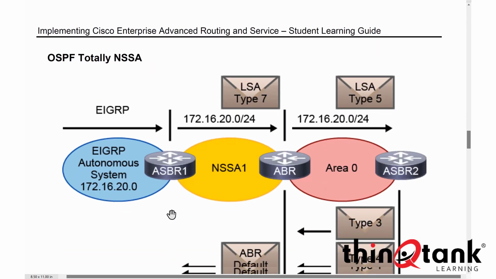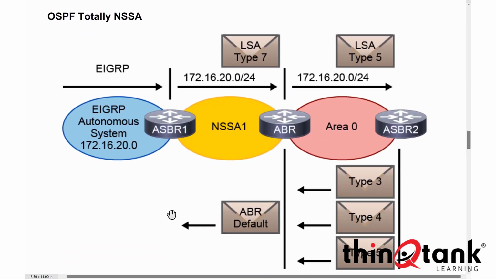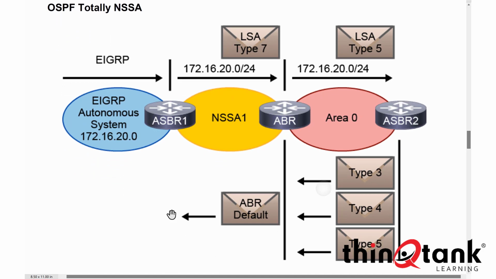All right. The last special area type is totally NSSA. Totally NSSA, just like totally stubby. So type 3s, type 4s, type 5s would not be allowed, as you can see from area 0, and a default route would be sent in. We would still be able to have an ASBR, which would generate those external routes as type 7s, which would then get converted to type 5s going into area 0.